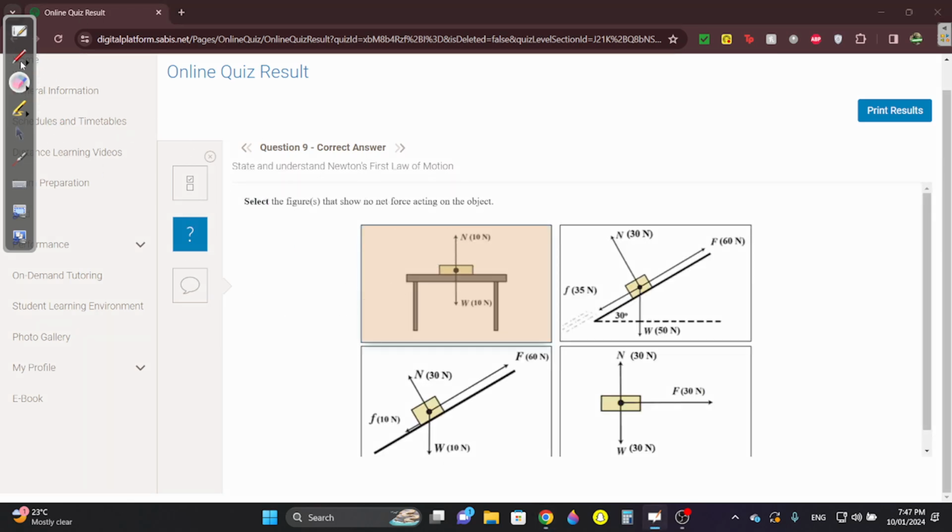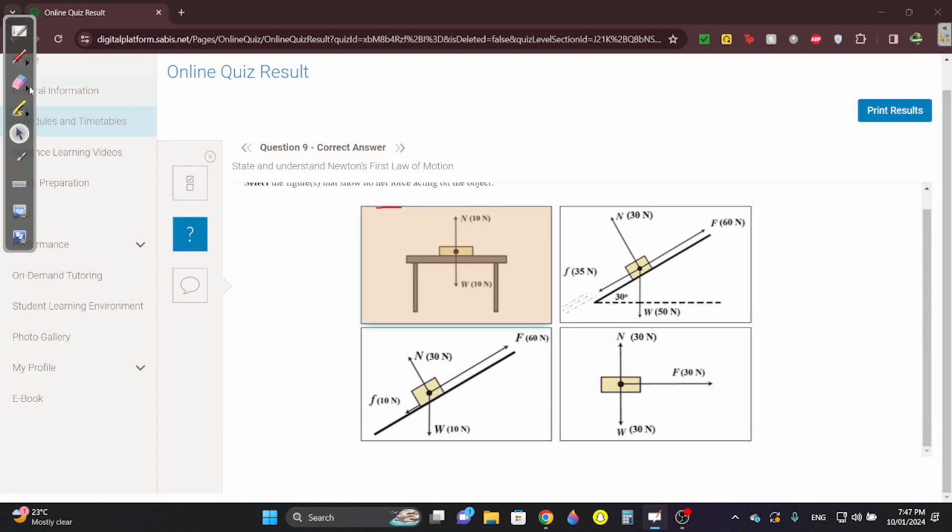Showing no net force. Okay, when we say no net force, it means it doesn't change direction, it doesn't move, and it's balanced. If you have 10 up and 10 down, obviously the net force is zero, so the book or whatever object this is isn't going to change direction, it's not going to move, it's just going to stay there. That's no net force.